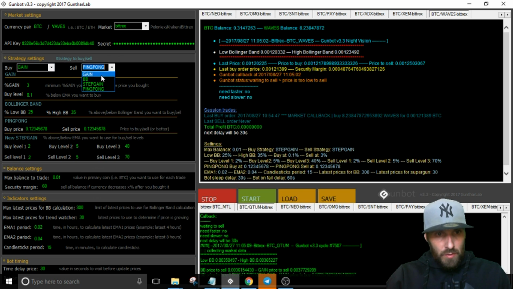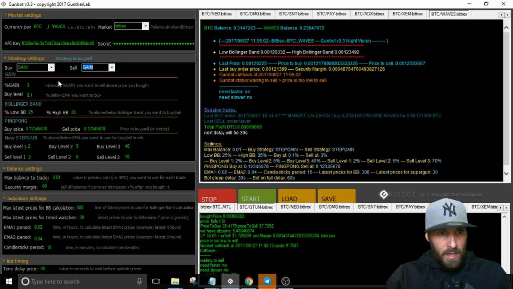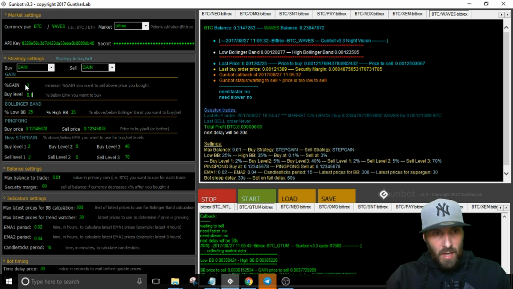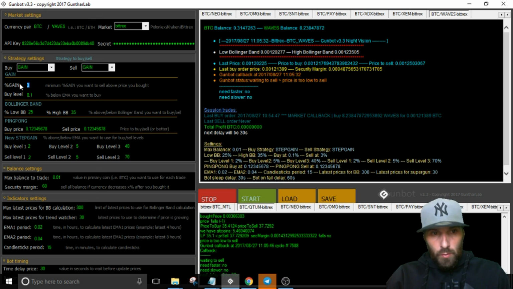Gain is the most simple strategy, actually. So what gain is, you have the 0.1% below the EMA. Okay, so what it will do is it will buy at 0.1% below the EMA, and that's the standard price that this comes programmed with. I haven't changed it, so it will buy 0.1% below the EMA. It will sell whatever percentage you specify above the price that you bought.